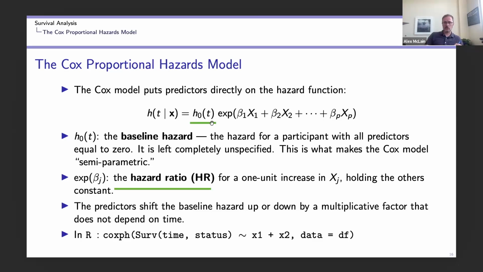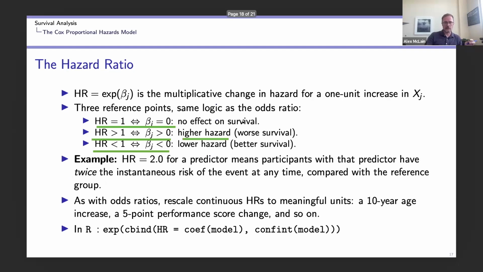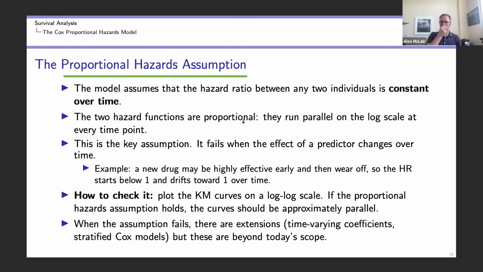Because if we look at the ratio of these, this baseline hazard function is going to drop out, and all we're going to have left is e to the beta. So this is the key assumption in the proportional hazards model. It fails when a predictor's effect changes over time. So for example, a new drug may be highly effective early on, then wear off. So the hazard ratio starts below 1, but then drifts towards 1. That would be a situation where the proportional hazards assumption fails.